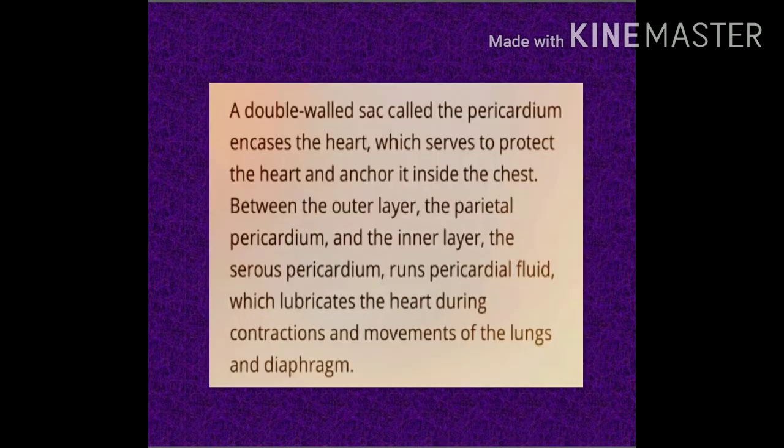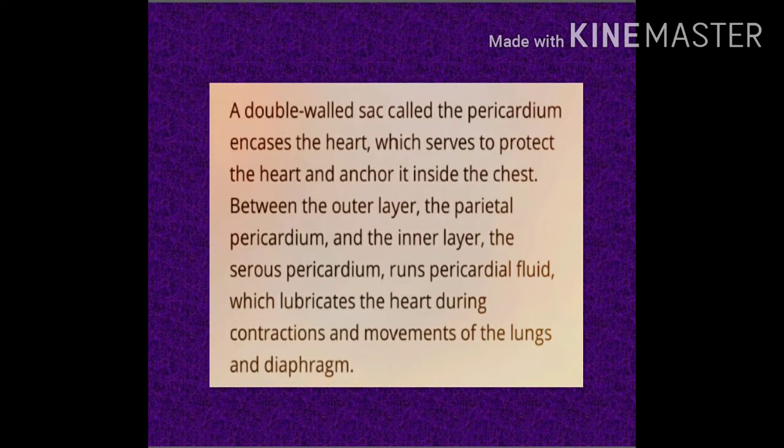A double-walled sac called the pericardium encases the heart, which serves to protect the heart and anchor it inside the chest. Between the outer layer, the parietal pericardium, and the inner layer, the serous pericardium, runs pericardial fluid, which lubricates the heart during contractions and movements of the lungs and diaphragm.